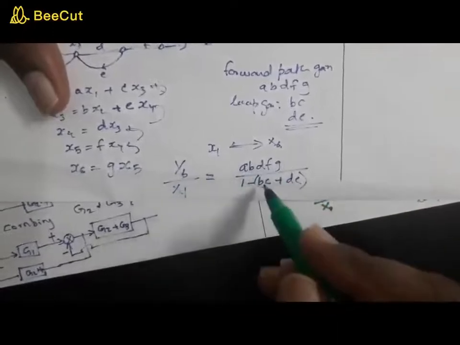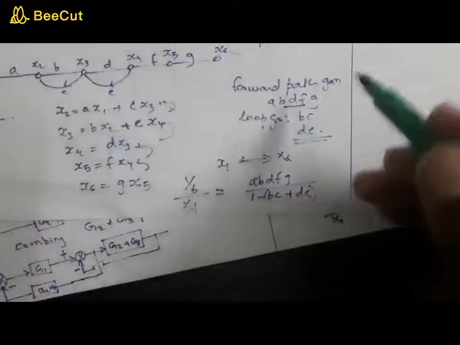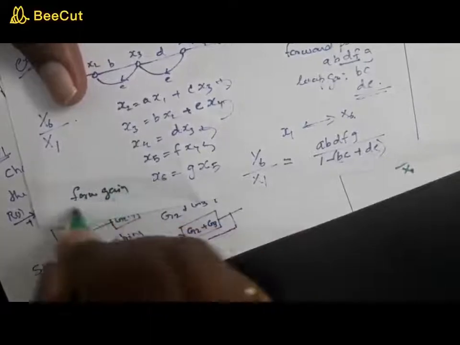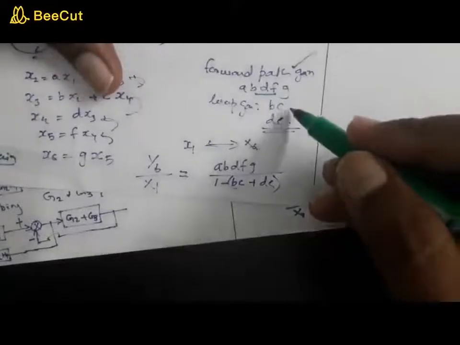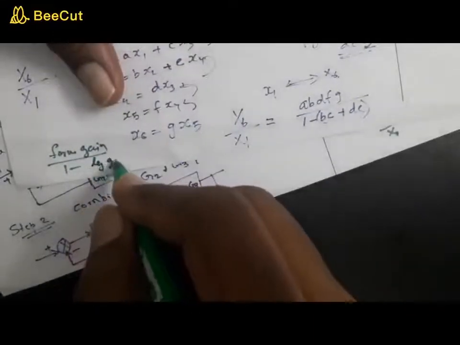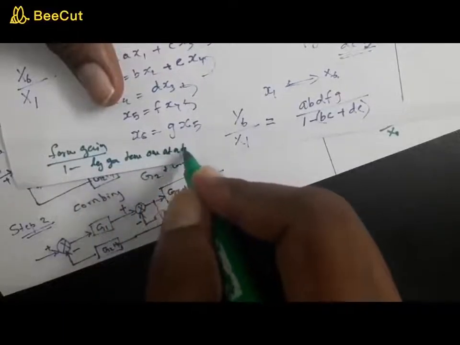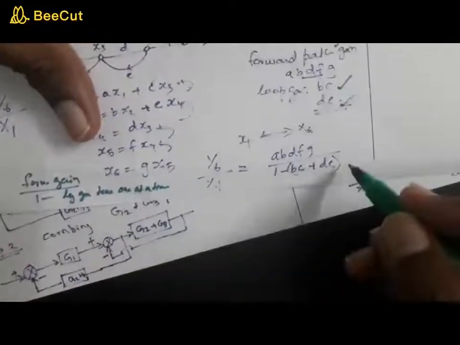Now look at the transfer function. You are going to get a transfer function like this: ABDFG. What is ABDFG? ABDFG is the forward path gain. So you can write it like this: forward path gain divided by 1 minus BC plus DE. BC and DE are the loop gains, right? So 1 minus the loop gains taken one at a time.